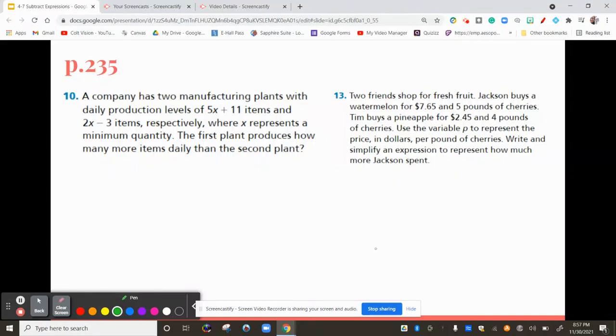Okay, so here are two examples from page 235, numbers 10 and 13. Let's do number 10 first. A company has two manufacturing plants with daily production levels of 5x plus 11 items and 2x minus 3 items, respectively, where x represents the minimum quantity. Okay, I don't really understand what that means, but that's okay.